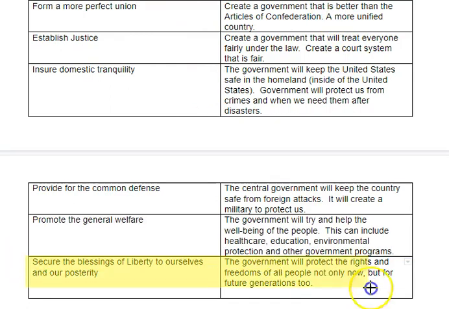Then we have to secure the blessings of liberty to ourselves and our posterity. Secure means to protect. Blessings of liberty are our freedoms to ourselves, which is us, and our posterity, which is future generations. So it means the government's going to protect the rights and freedoms of all people, not only right now, but for the future. So we see this a lot when we're talking about rights in the Constitution. People voting or protecting the right to vote. It's all about protecting people's rights. Protection, protection, protection.